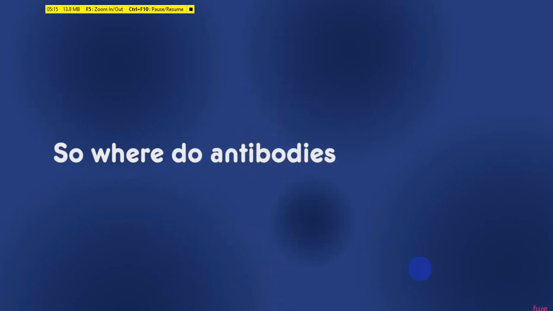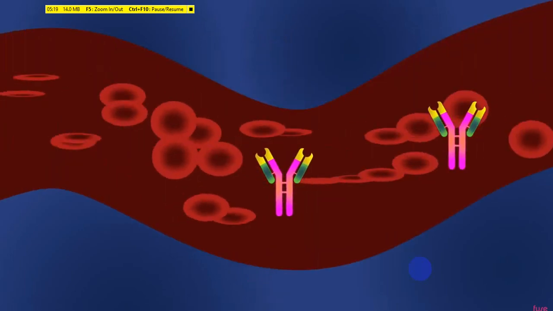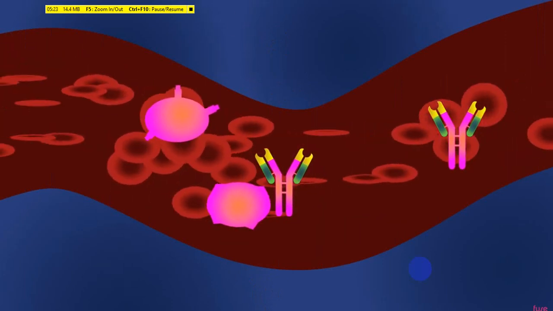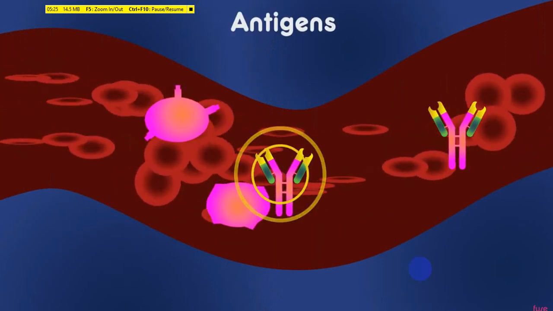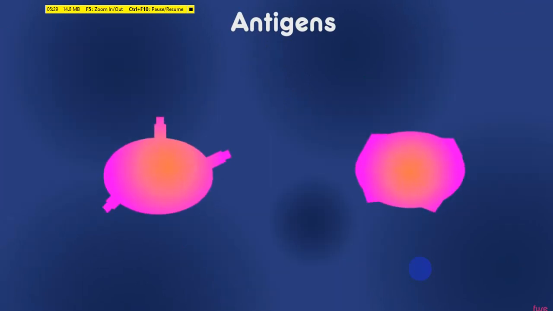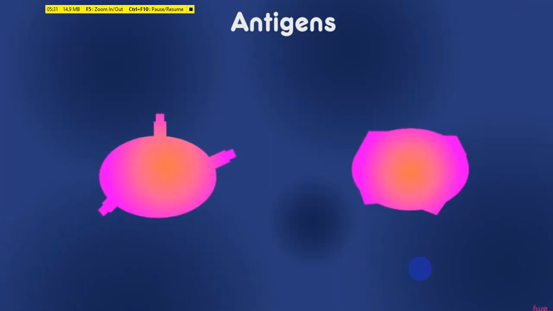So where do antibodies come from? Antibodies circulate in the bloodstream and can appear anywhere throughout the body. Their function is to recognize bad agents called antigens and then trigger further chemical reactions in the body to remove the antigens. Antigens are foreign substances that are capable of triggering an immune response.